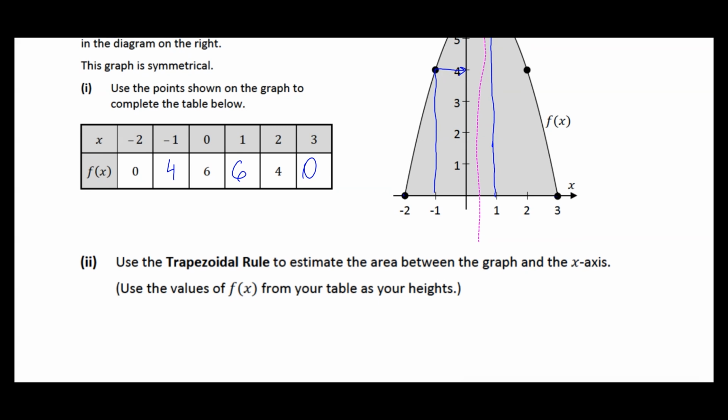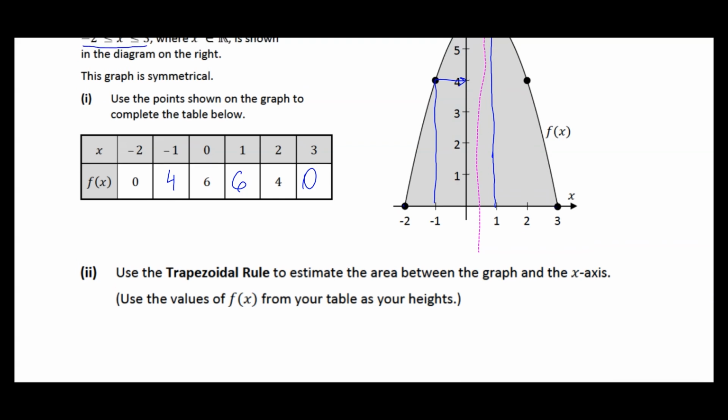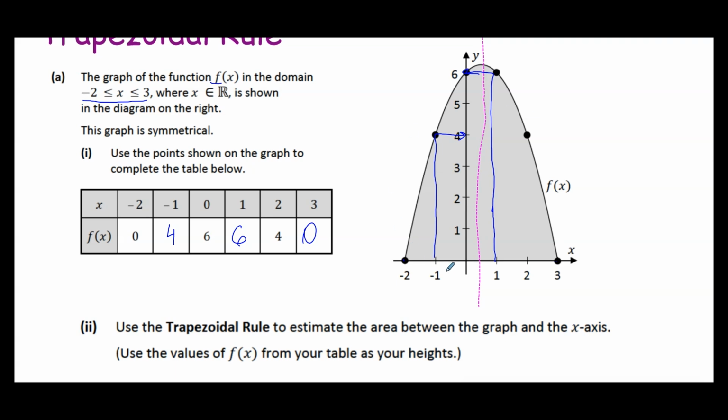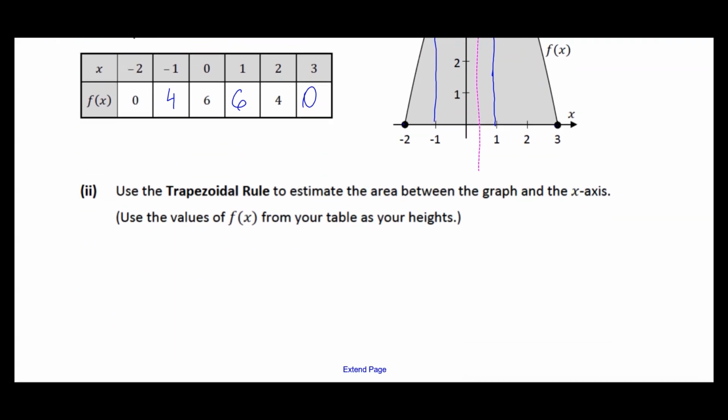Now, the main part. They are saying use the trapezoidal rule to estimate the area between the graph and the x-axis. Use the values of f(x) from your table as your heights. So that we are calculating that area. Okay. So let's get our formula from our table. We have that trapezoidal rule.